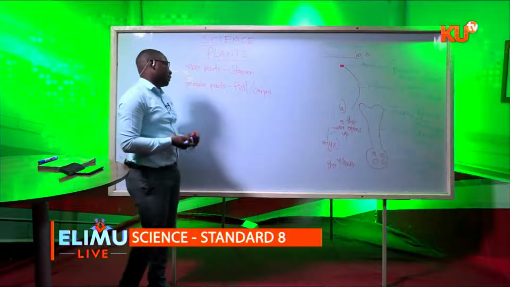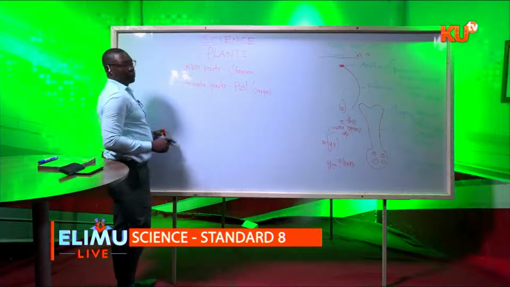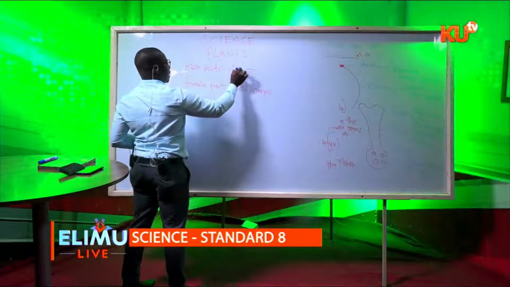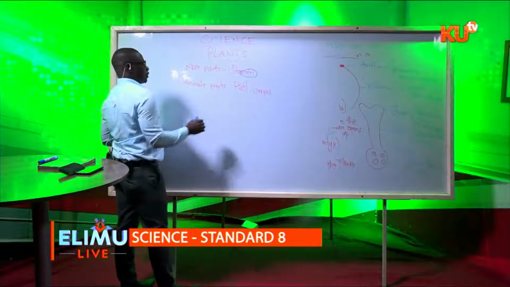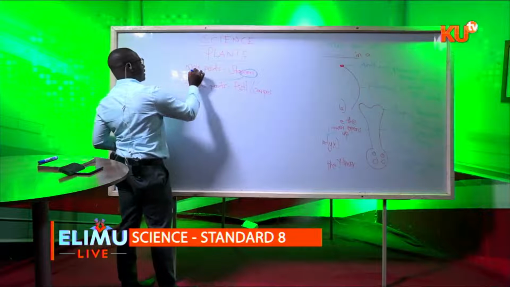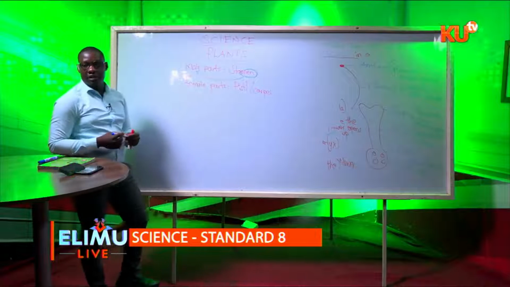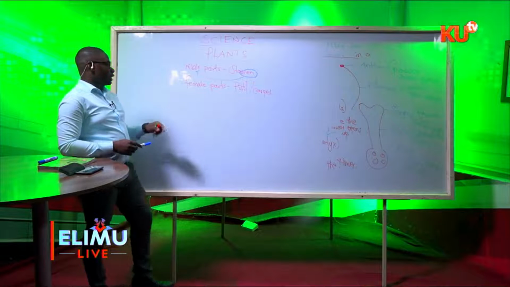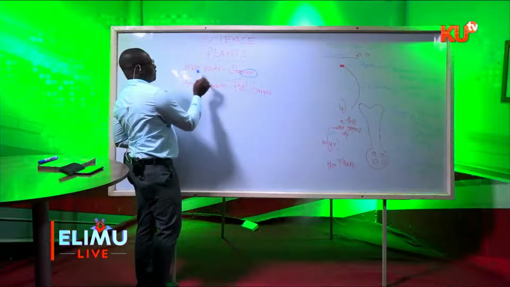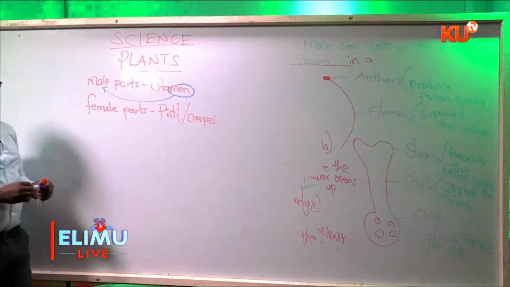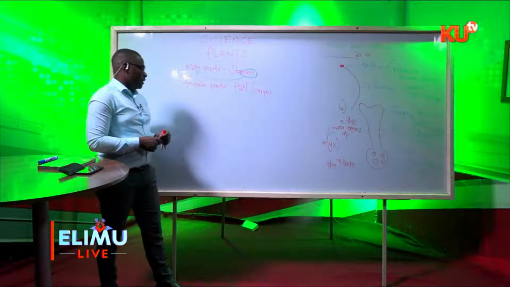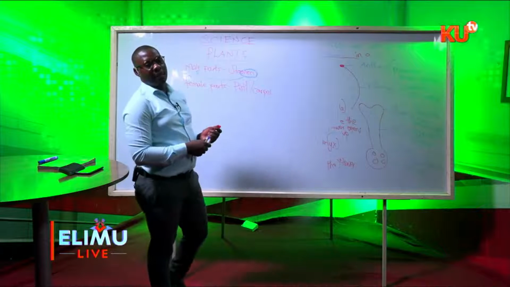Those are the female parts of a flower. To be able to remember or memorize the male parts, they have the word men. So if they have the word men, then that definitely tells you that those are the male parts. So you can use that to memorize: men for male parts. So the stamen are the male parts. The female parts will be called the pistil or the carpels.